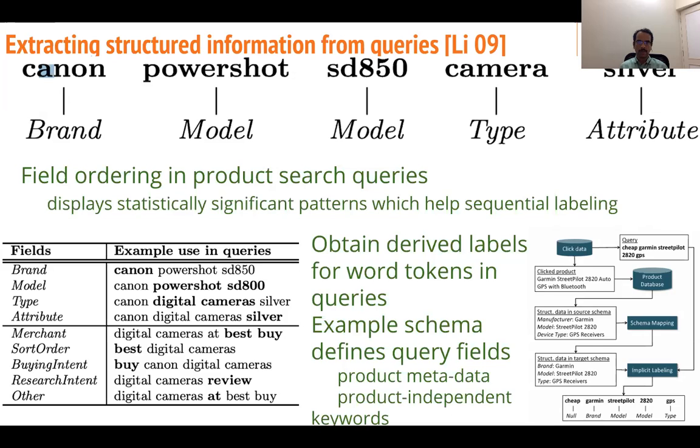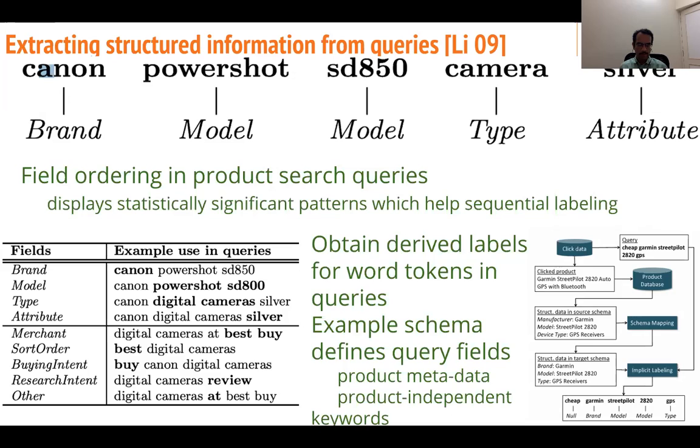So in a sense, we obtain derived labels for word tokens in queries. There's a flowchart which explains the detailed process. With access to user click data in the form of query and product title pairs, and to a product database that contains product titles and their corresponding field data, queries can be associated with their relevant field data. This enables automatically attaching labels to some word tokens in queries and using them as derived labels in the proposed semi-supervised learning paradigm.